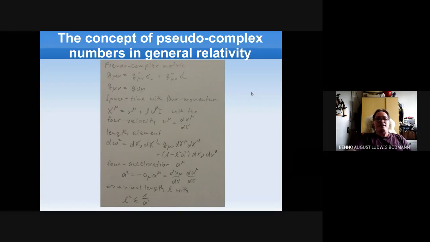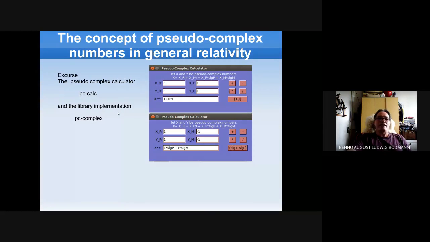I implemented a library where I can use the arithmetic for the pseudo-complex numbers. Here I have a sketch of an application which I programmed, a pseudo-complex calculator which can do these arithmetic things using this library for testing.